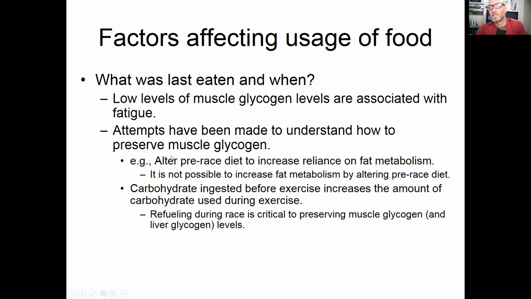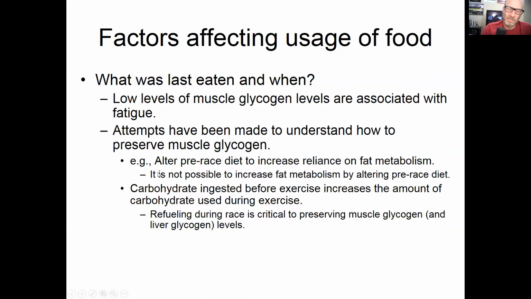What was last eaten and when is another factor that influences fuel utilization. Low levels of muscle glycogen are associated with fatigue. That's the main hypothesis. Attempts have been made to understand how to preserve muscle glycogen. So you can alter your pre-race diet to increase reliance on fat metabolism, but it is not possible to increase fat metabolism by altering the pre-race diet. So you want to be careful about this. Carbohydrate ingested before exercise increases the amount of carbohydrate used during exercise. Refueling during the race is critical to preserving muscle glycogen levels.